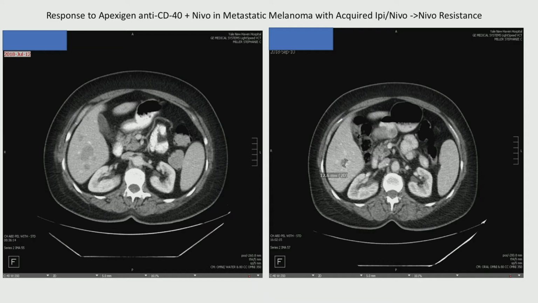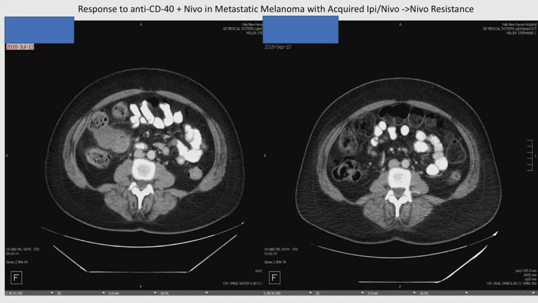She had responses in the liver. This is one of the liver responses. This mesenteric mass that you see over here, I'd have to point the pointer, but it's over on the right side of the abdomen, completely disappeared. And she's progression-free now at a year. And this is, as I said, one of 3 or 4 responders that we have now. Not everybody responds, but this is a real drug. There's a responder in lung cancer.